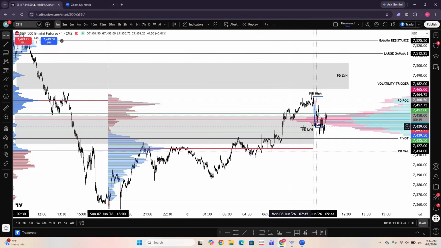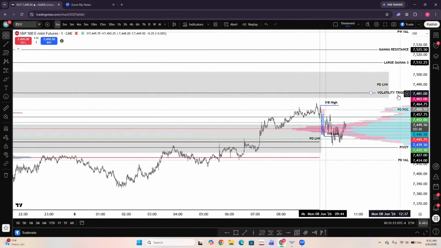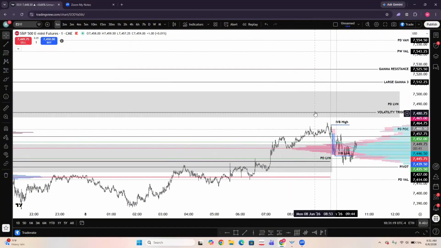Another thing that gave me my short bias was this volatility trigger at 7482. Think of it like this: if the market is above it, institutions are buying with you, and if the market is below it, they are in a sell mode. It's not exactly that, it's kind of complicated, but in simple terms, that's what it is.